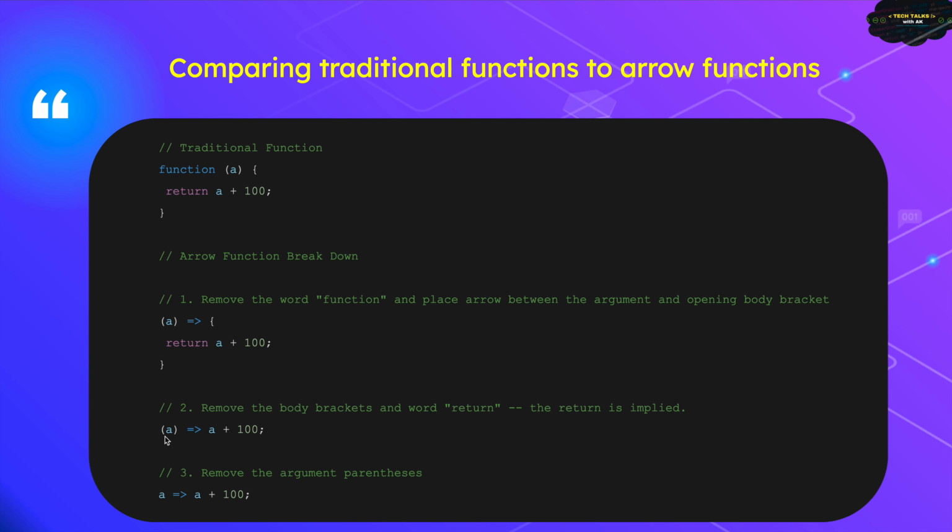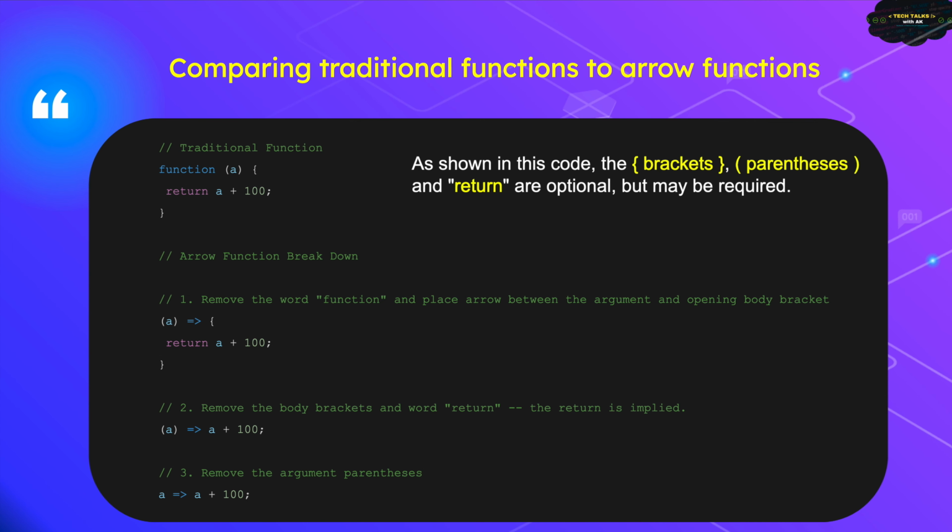Step 2, remove the body brackets and the word return, because return is implied with an arrow function already. So in step 2 it becomes a arrow a plus 100. In step 3 we can remove the argument parentheses. So we can say a arrow a plus 100. That's how we can create arrow functions from traditional functions. As shown in this code, curly brackets, parentheses and return are optional but may be required if necessary.